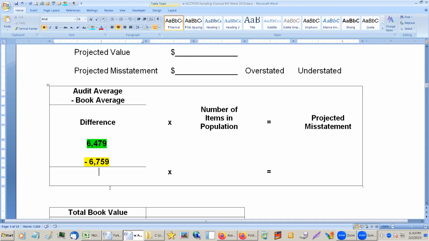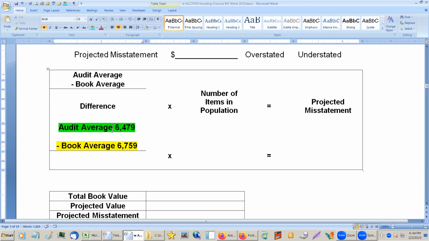All right, so now you can tell the difference here. You can tell whether it's going to be overstated or understated just by looking at these two averages. This is the audit average. Let's type it in there. And this is the book average. You can tell right here, the audit average is less than the book. So is this going to be an overstatement or an understatement? Overstatement. Yeah, they're saying it's worth 67. We're saying it's worth 64. So we know that this is going to be an overstatement.